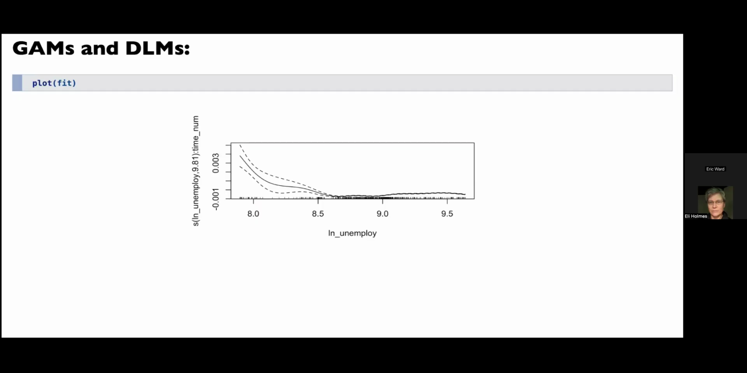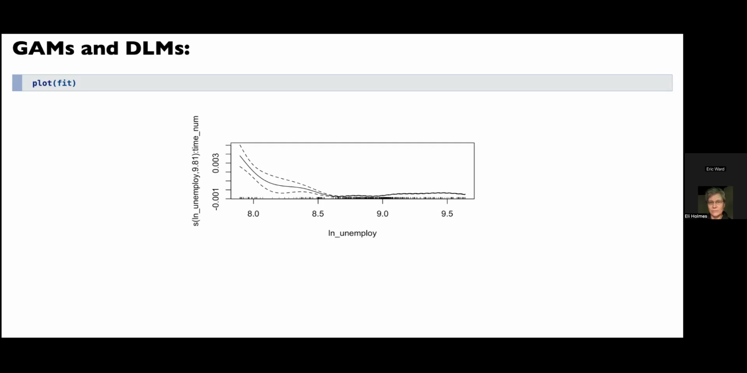On that thread, when we think about the DLM, the change in the slope every time step is just controlled by a normal random walk. So as we march through the time series, the deviations are all about normal, and that means the smoothness is going to stay similar over the entire time series. When we use time as the by argument in the GAM for unemployment, we get something quite different, where things are really not changing in the core part where we have a lot of data, versus where data are sparse, things are uncertain and changing quite a bit more.